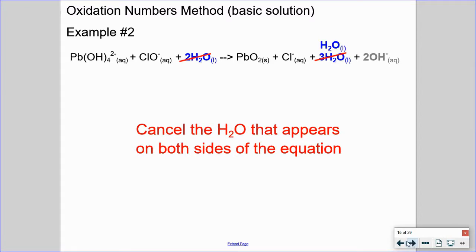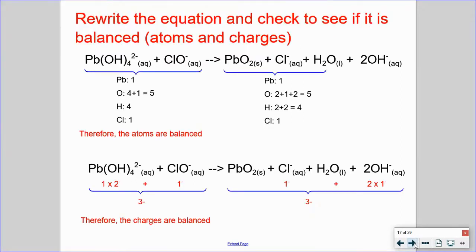Next, we're going to cancel out the water molecules that appear on both sides, and we're going to have a remainder of 1 water molecule on the right-hand side. So that is that, and now it's time to check.